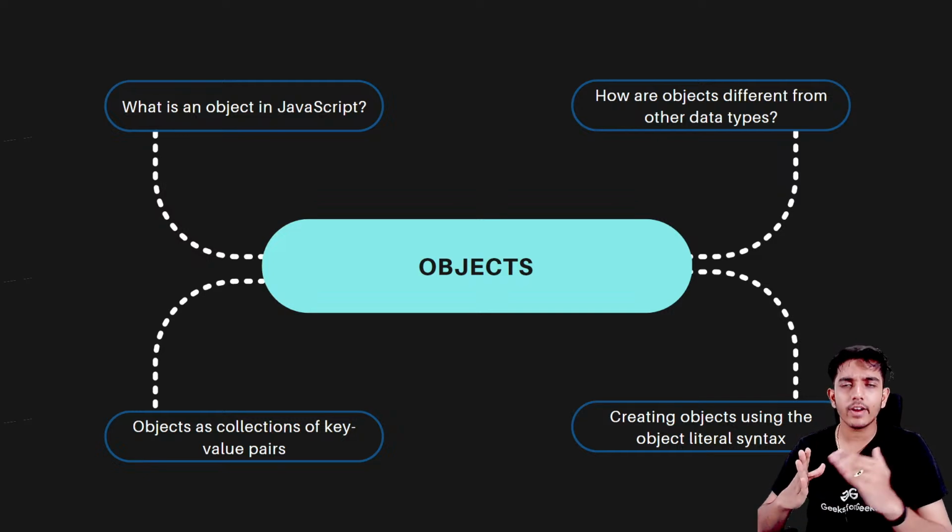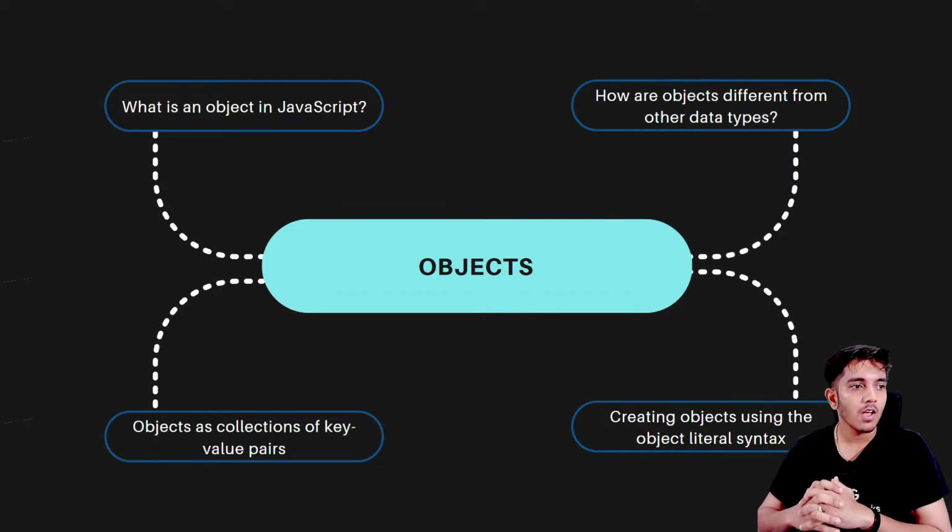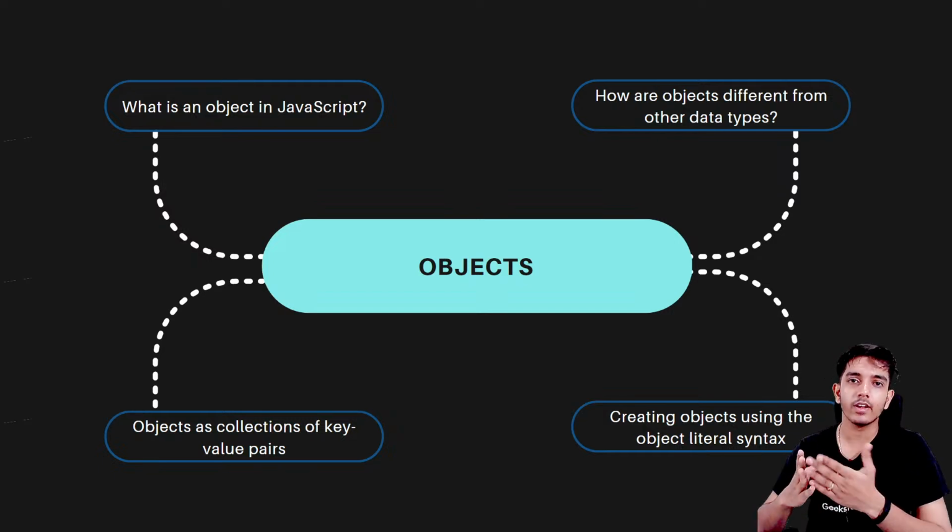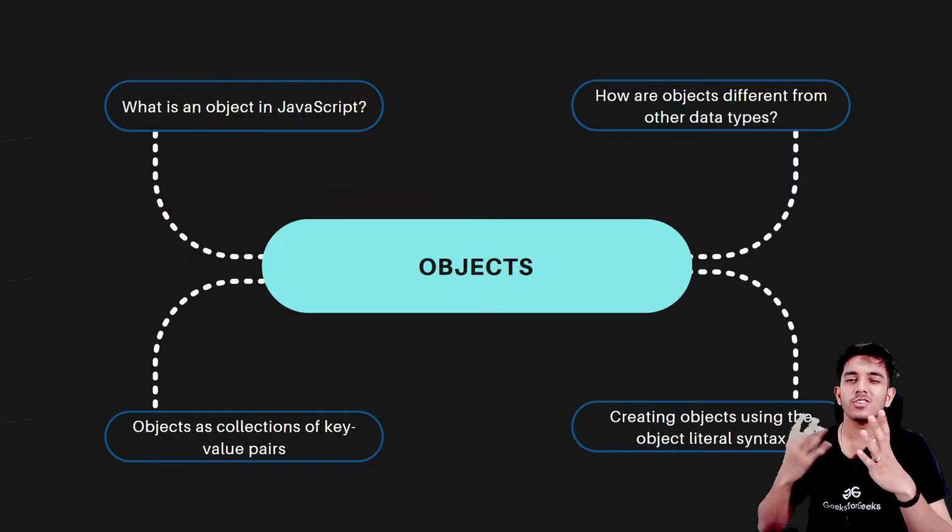I'll just give you a few more examples so that you get a better idea why we use objects. Objects in JavaScript can be thought of as containers that hold properties, key value pairs, which we'll look at later on, and methods to manipulate those properties. Method simply means functions.